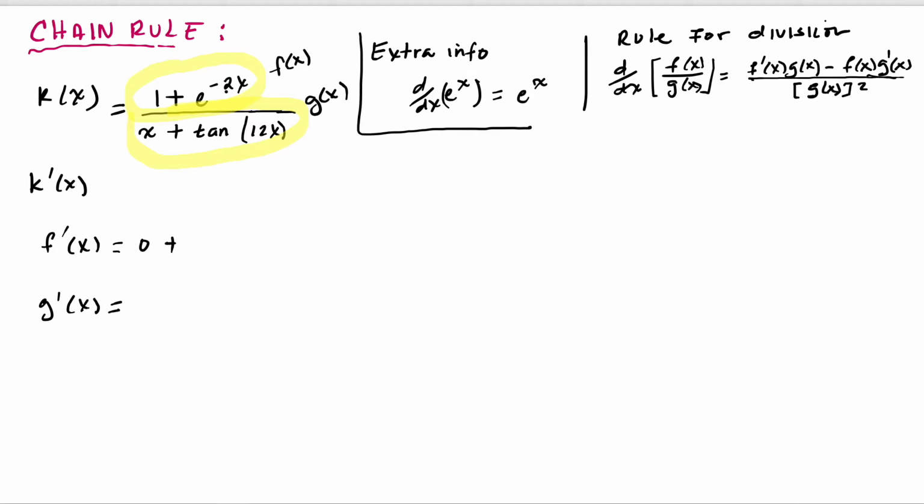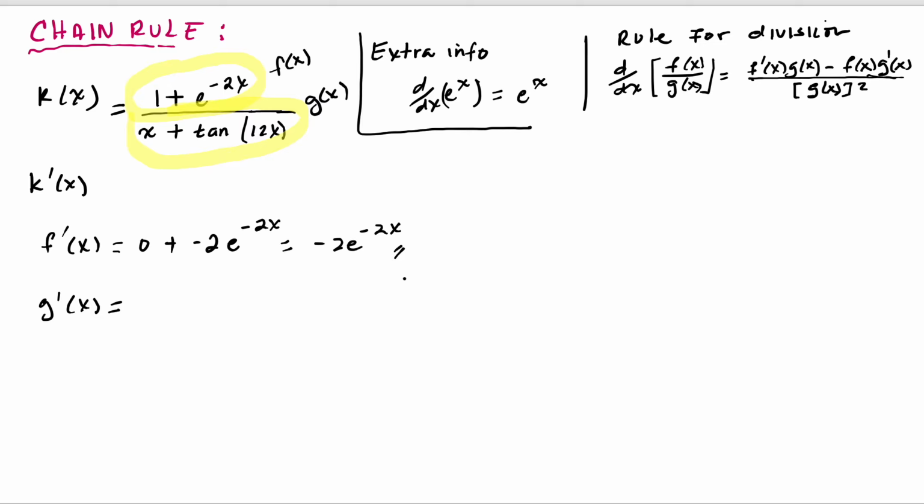E to the negative 2x is a composed function. The outer function is e to the x, and the inner function is negative 2x. If you remember the chain rule, then the derivative of this piece is negative 2 times e to the negative 2x. Negative 2 is the derivative of negative 2x, and e to the negative 2x is the derivative of the outer function. We can always rewrite this as negative 2 e to the negative 2x. Done.